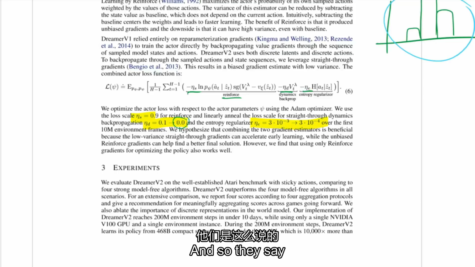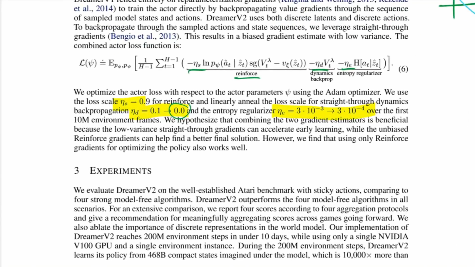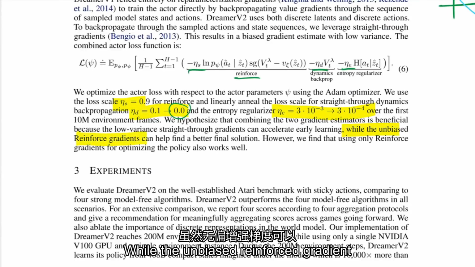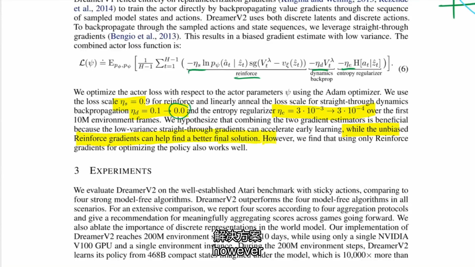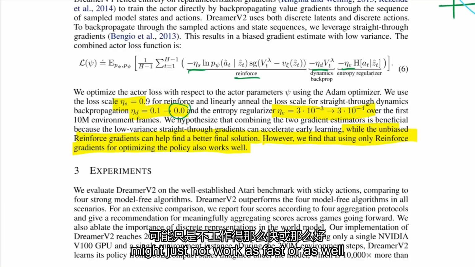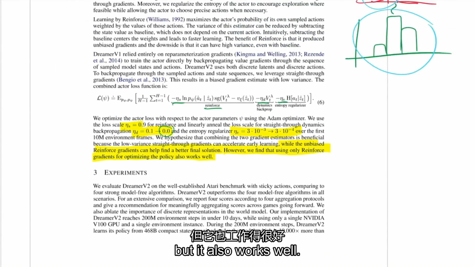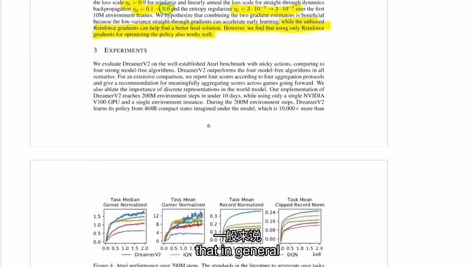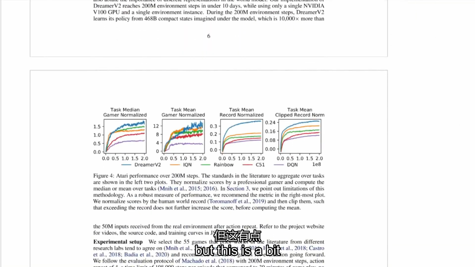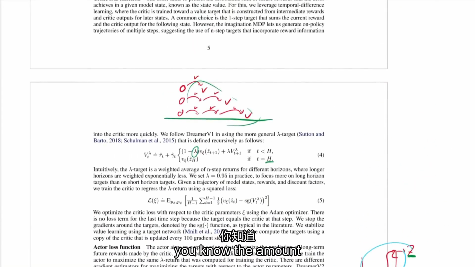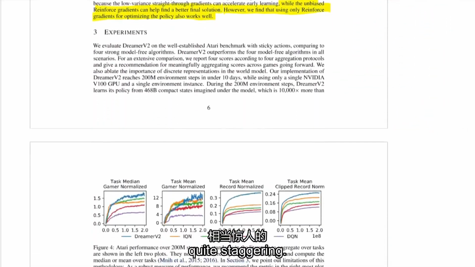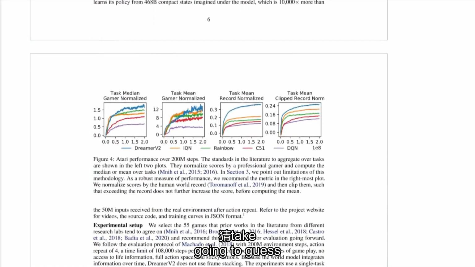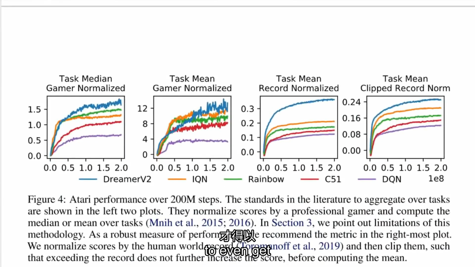And so they say, while the unbiased REINFORCE gradients can help at a better final solution, we find that using only REINFORCE gradients for optimizing the policy also works well. It might just not work as fast or as well, but it also works well. But in general, this is reinforcement learning, and the amount of hyperparameters here is quite staggering. And I'm going to guess that this took a lot of work to even get off the ground, right?